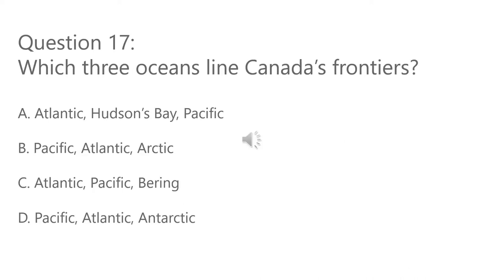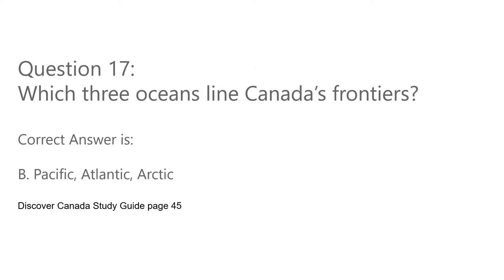Question 17. Which three oceans line Canada's frontiers? A. Atlantic, Hudson's Bay, Pacific. B. Pacific, Atlantic, Arctic. C. Atlantic, Pacific, Bering. D. Pacific, Atlantic, Antarctic. Correct answer is B. Pacific, Atlantic, Arctic. Discover Canada Study Guide, page 45.